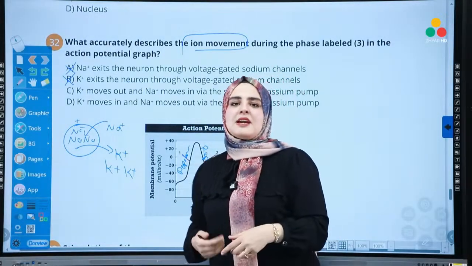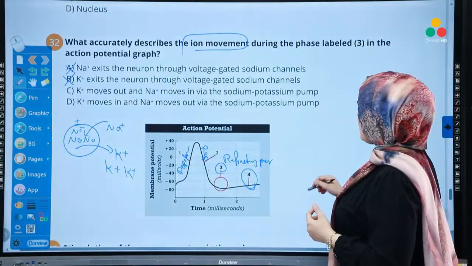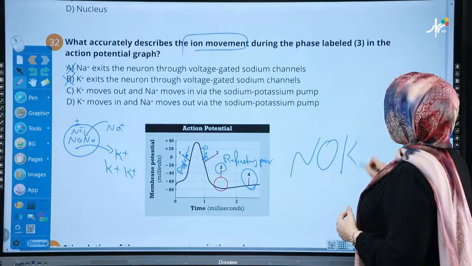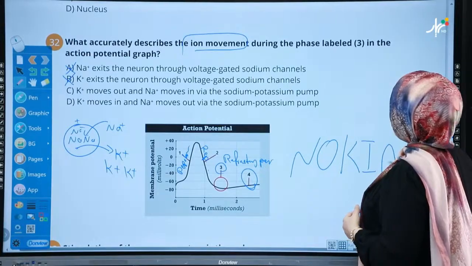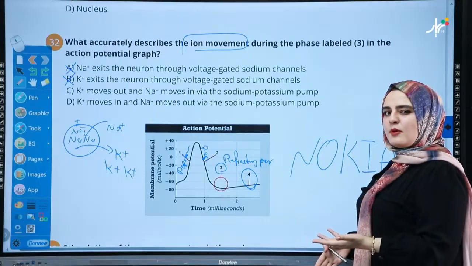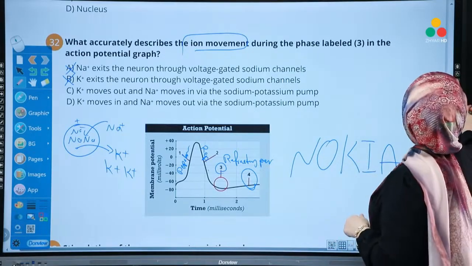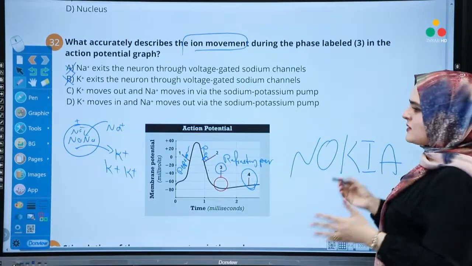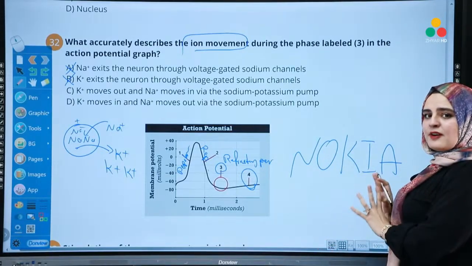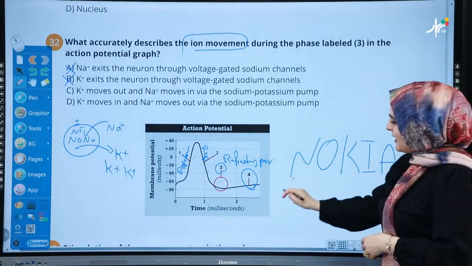This is how it regains its polarity and its concentration of the ions. I'm going to write this, but what does that have to do with this question? Nokia. It was like an old phone, if you remember, but it's going to help us answer. Instead of me trying to figure out, oh, what was it going out? What was it coming inside? This is a very short way of answering. The sodium-potassium pump works this way.